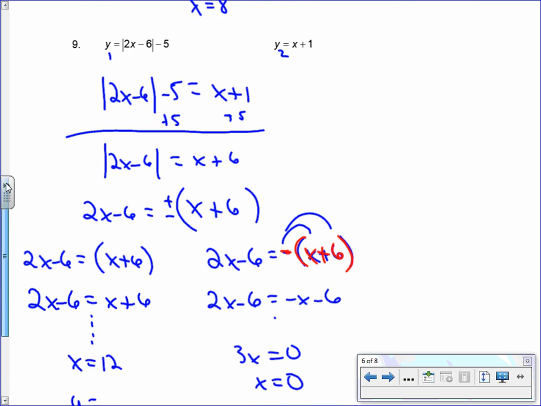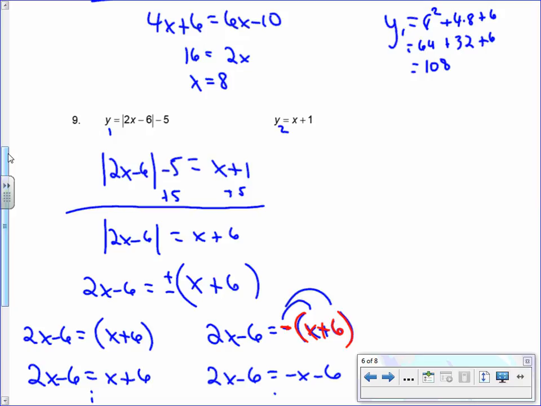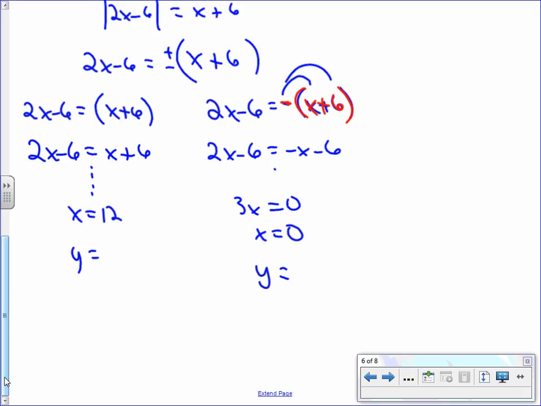So you've got to take that 12 and either put it in y1 or put it in y2. I usually do the easiest one. So that would be y2. And every time you have enough time to do it, you should check it in both of them. So doing it in y2, 12 plus 1 is 13. Just a quick check over here. 2 times 12 is 24. Minus 6 is, 24 minus 6 is 18. And 18 minus 5 is 13, the same answer. So there's our answer, 12, 13. That's the point they would intersect in.